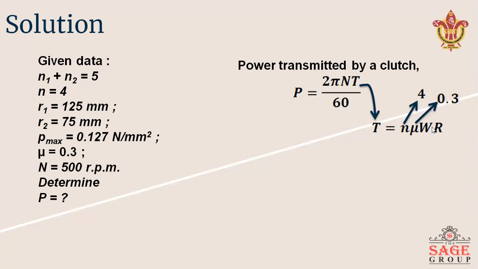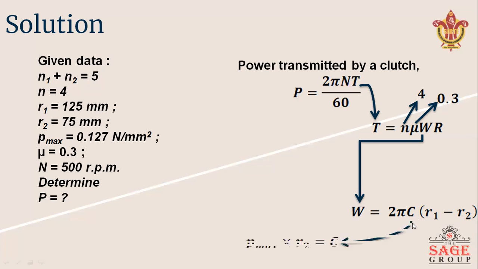Now we have to calculate W, that means axial load transmitted to the clutch. W is equal to 2 pi C (R1 minus R2). So now we have the values of R1 and R2, but we don't know C. That is a constant, so we have to calculate the value. First of all, we have to calculate the value of C so that we can easily calculate the value of W. So C is equal to P max into R2, that means maximum pressure into minimum radius.